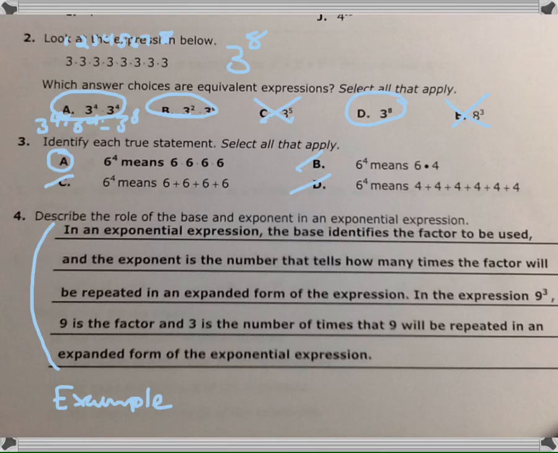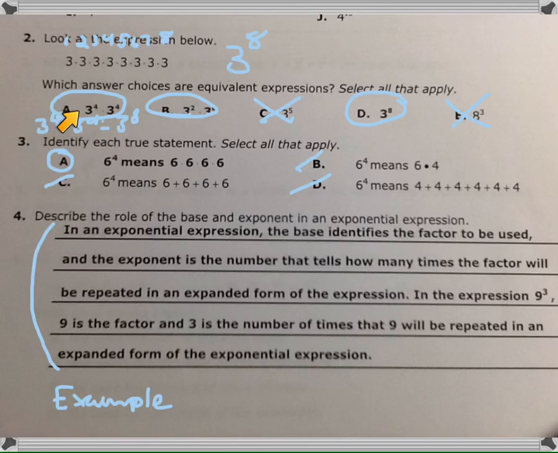The second question asks us to look at the expression below. 3 times 3 times 3 times 3 times 3, 3 multiplied by itself 8 times, and then which answer choices are equivalent expressions. Select all that apply. So I counted up the number of times 3 is multiplied by itself, and it's 8 times, so that's equivalent to the expression 3 to the power of 8.